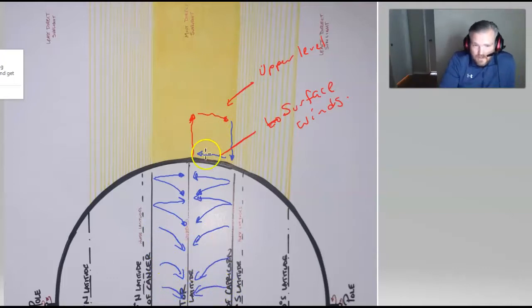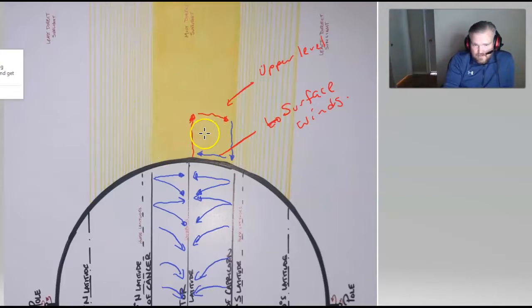Now, all of these winds curve too. So really what you end up with, as these are rotating, is this kind of swirling pattern of winds, which we won't get too much into, but it's basically spiraling.